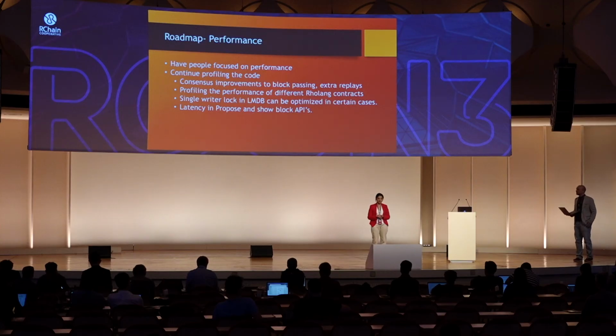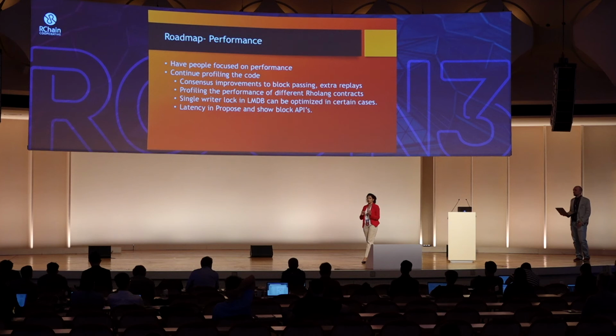Getting performance better is not a silver bullet. It takes a lot of little pieces, right? A lot of little areas where you have to go look and make sure that you are not sacrificing performance in any place of your architecture. We have a single writer lock in LMDB, and so we're going to be looking at optimizing that in certain cases where the channels are disjoint. We don't need to grab a lock on it. We have some areas where we can optimize when we grab the lock, if we do it before we're processing a transaction versus after. And then I showed you that we've got some latency in propose and show blocks.